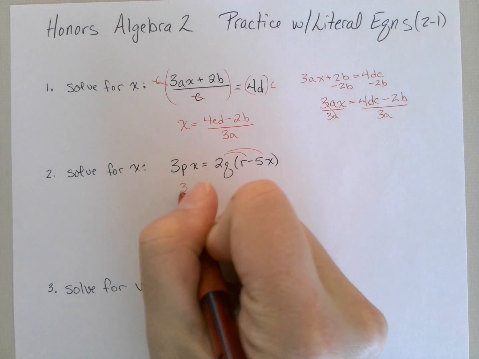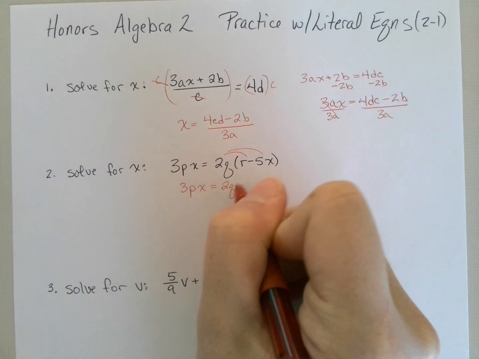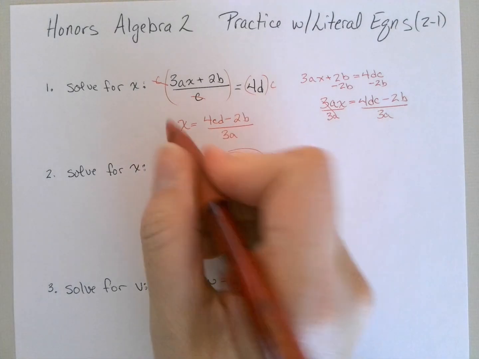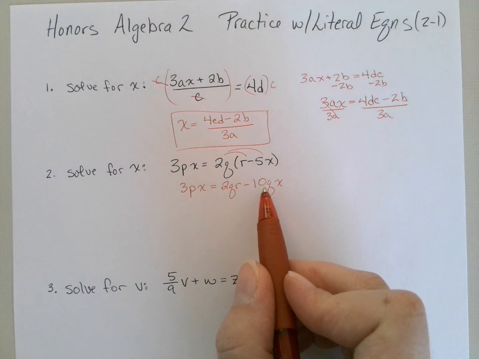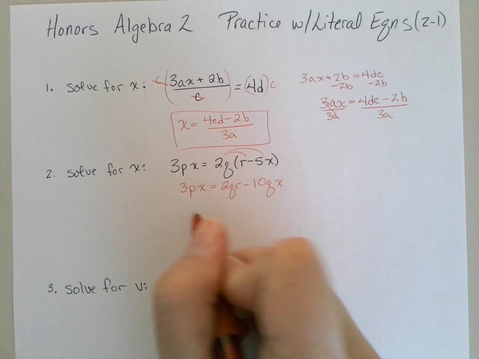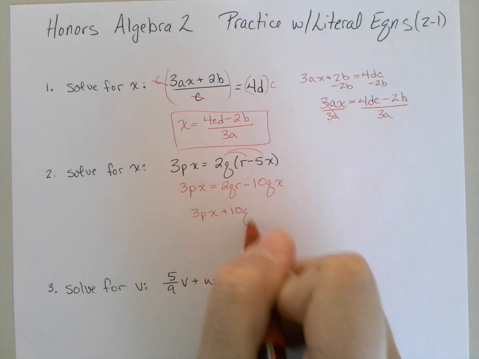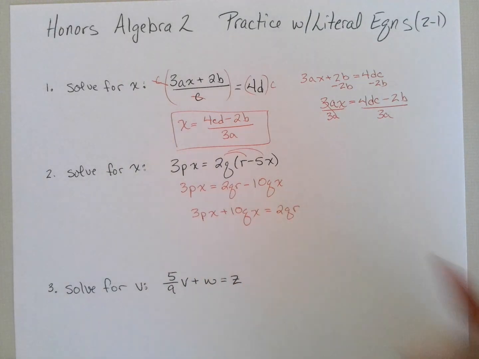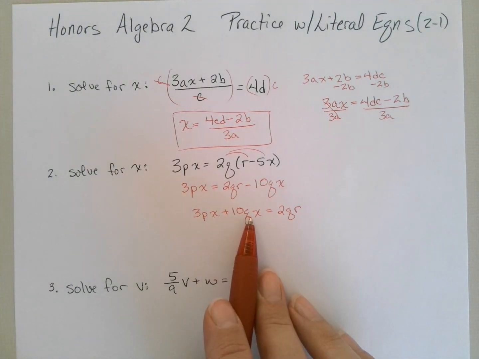So I have 3px is equal to 2qr minus 10qx. And again, maybe you have that in a little different order, and that's okay. The next thing I want to do is I want to add this 10qx over to the other side. So 3px plus 10qx is equal to 2qr. Okay, what that did for me was get both of these x's on the left-hand side.